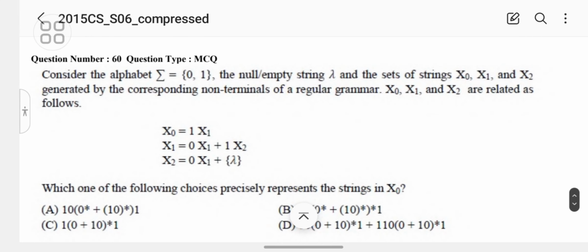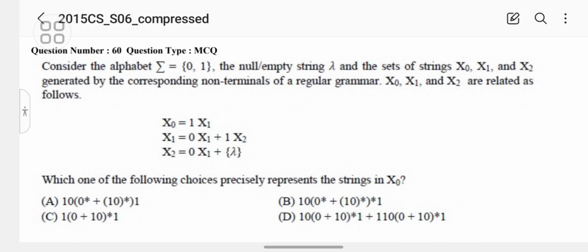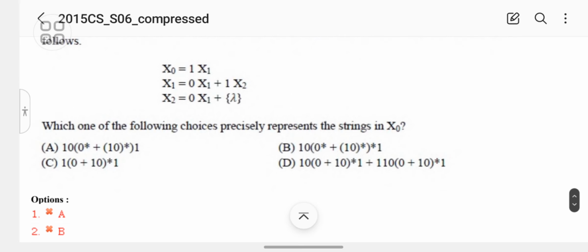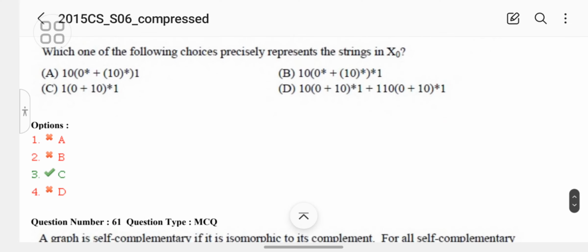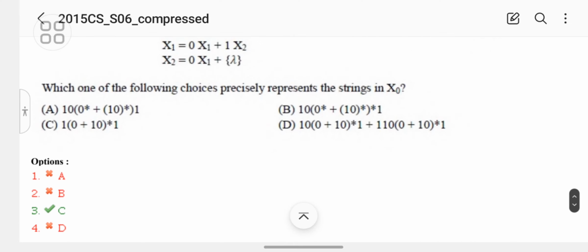Now 60 is: consider the alphabet sigma equals {0, 1}, the null or empty string lambda, and the sets of strings X0, X1 and X2 generated by the corresponding non-terminals of the regular grammar. X0, X1 and X2 are related as follows. Which one of the following choices precisely represents the strings in X0? If we solve this, we will get the answer as 3, that is (10 + 1)0*1.